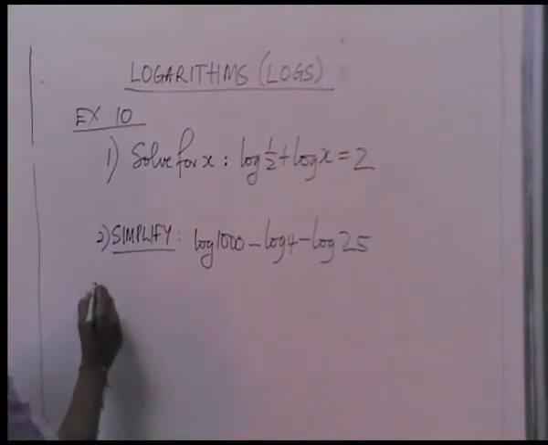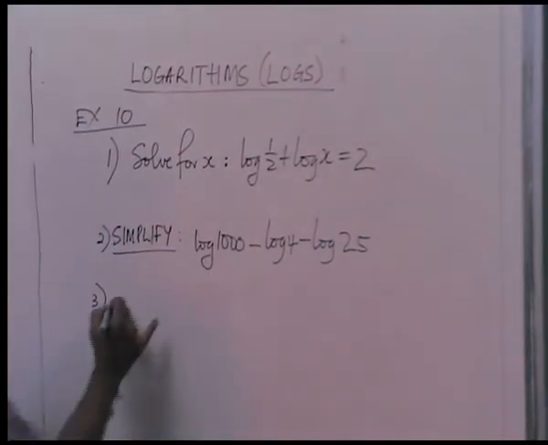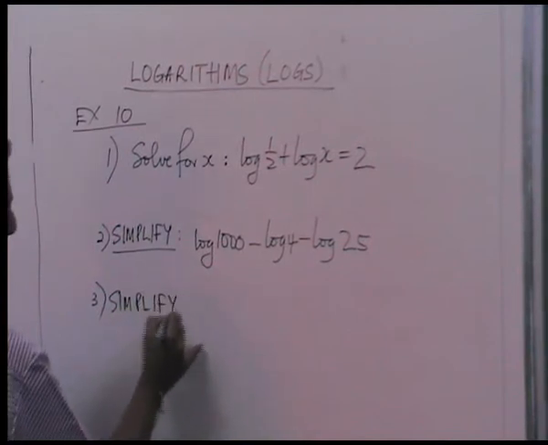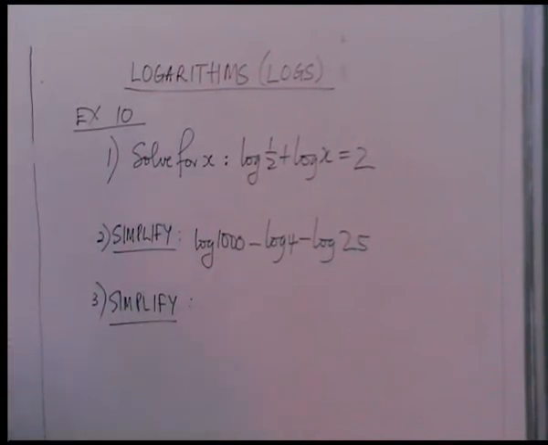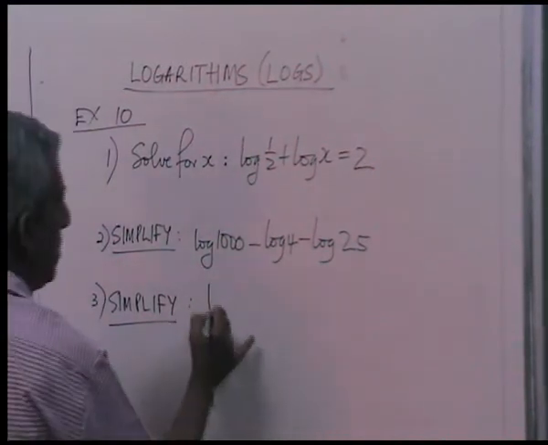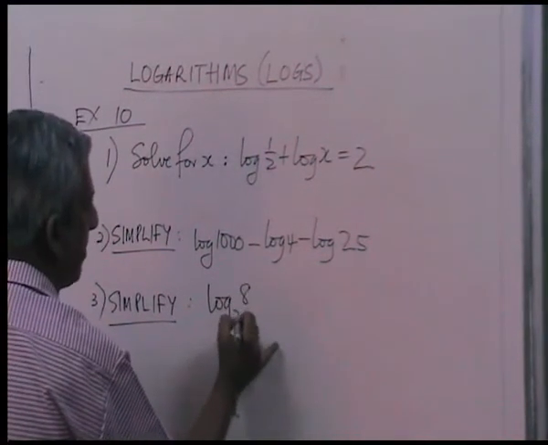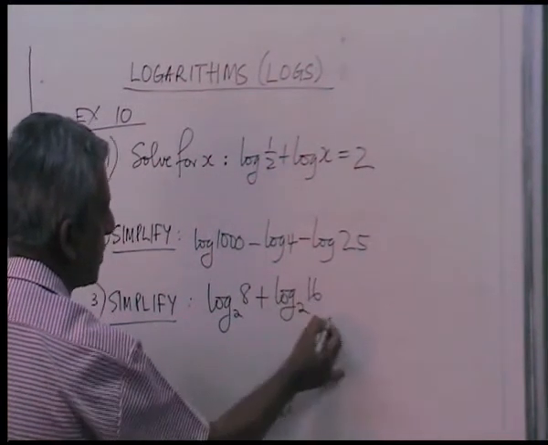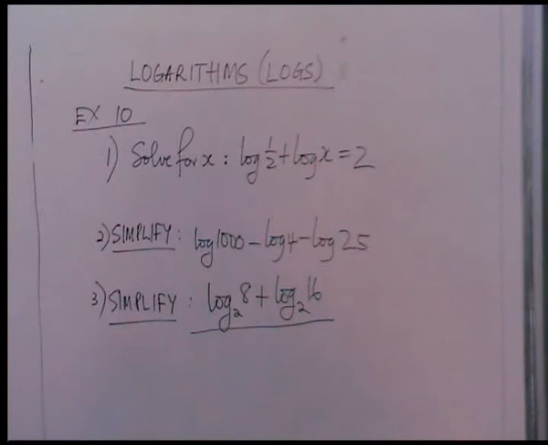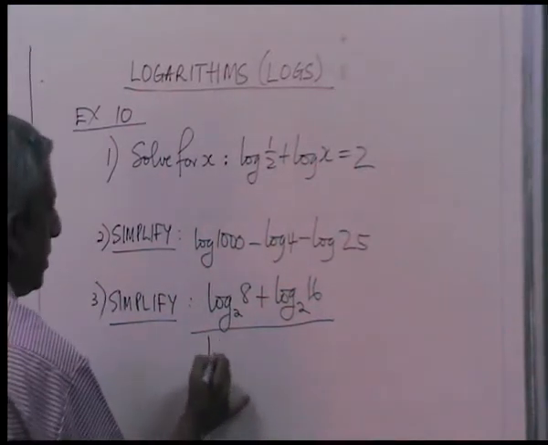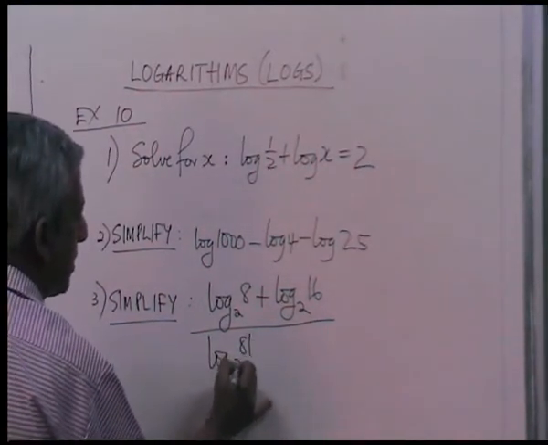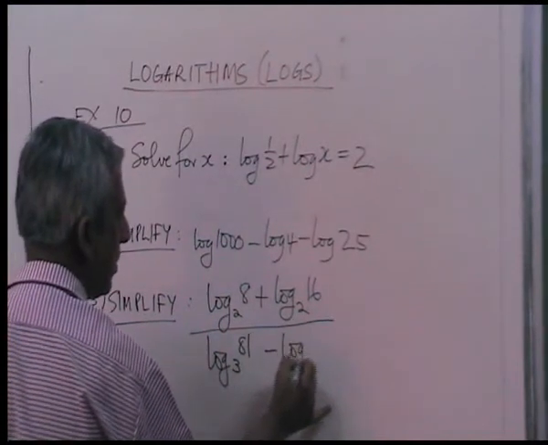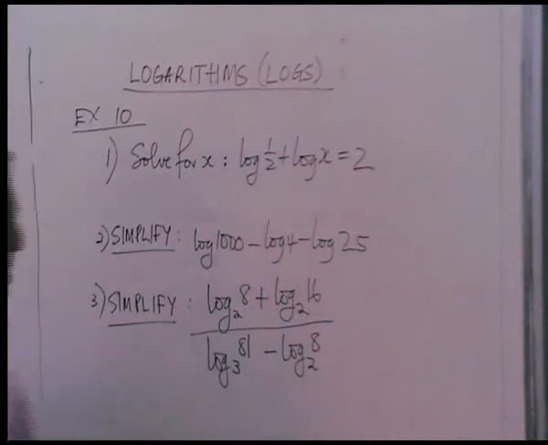Number 3, again you are required to simplify. Log of 8 to the base 2 plus log of 16 to the base 2 all over log of 81 to the base 3 minus log of 8 to the base 2.